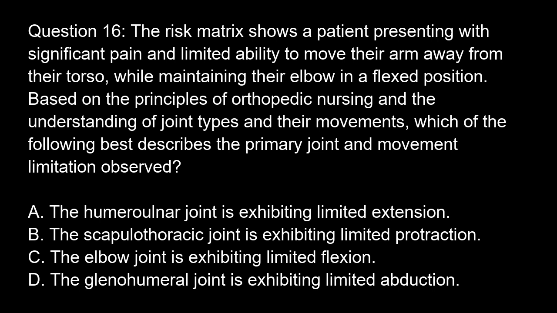Option A. The humeral-ulnar joint is exhibiting limited extension. Option B. The scapulothoracic joint is exhibiting limited protraction. Option C. The elbow joint is exhibiting limited flexion. Option D. The glenohumeral joint is exhibiting limited abduction.